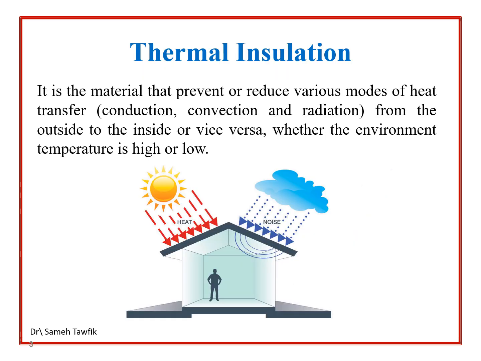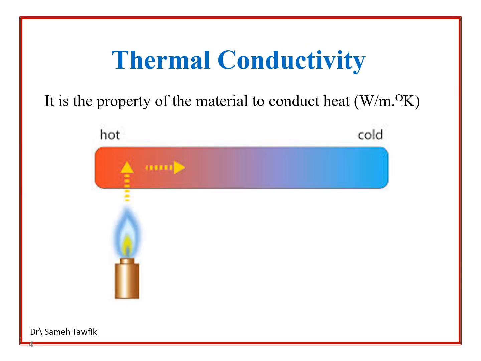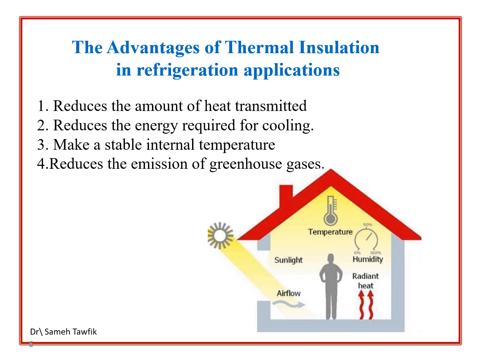Thermal insulation. Thermal insulation is defined as material that prevents or reduces various modes of heat transfer, be it conduction, convection, or radiation, whether the external temperature is high or low. Thermal conductivity. Thermal conductivity is a property of materials that indicates their ability to conduct heat, measured in watts per meter per Kelvin.